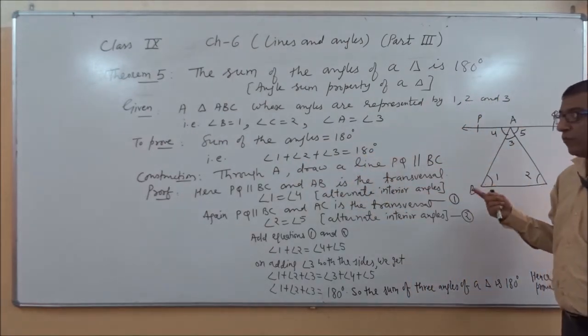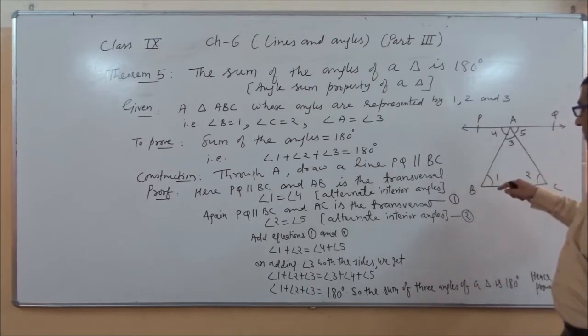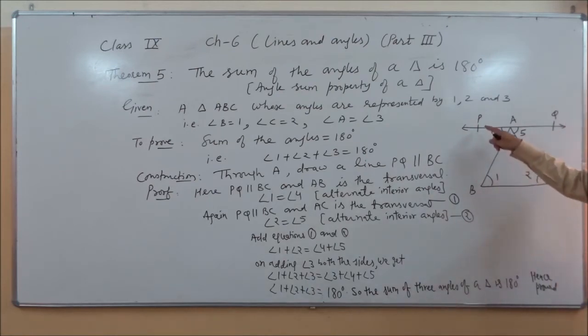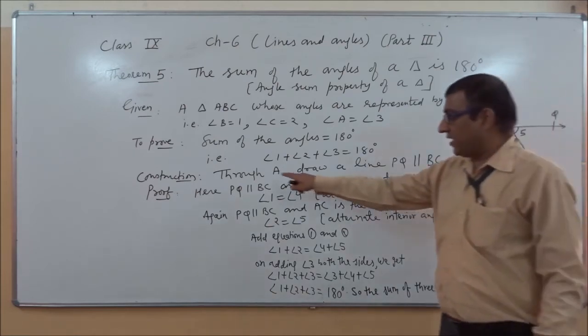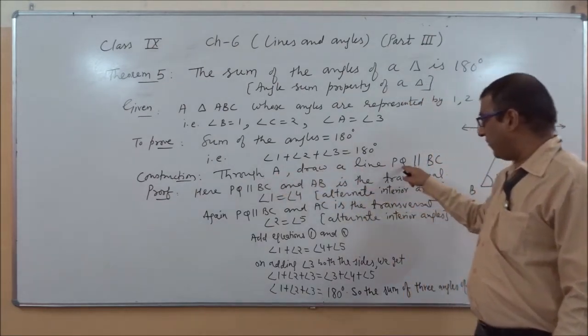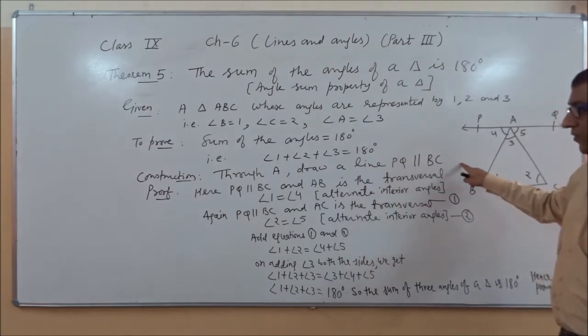So how will we prove it? We will do some construction in this triangle. As you see here, one line is there, that is the PQ line, which is passing through this vertex A. So we can say PQ is parallel to BC. As you see, it is written here, through A, draw a line PQ parallel to BC.